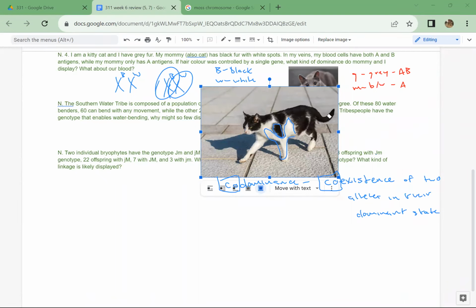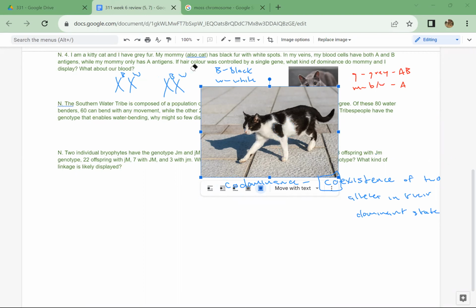So once again, codominance is the coexistence of two alleles in their dominant state. We have this black allele that shows up as black, nothing else. And we have these white hairs that are the result of the expression entirely of the white allele.